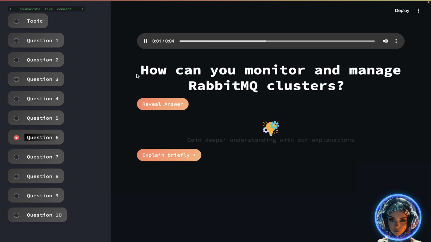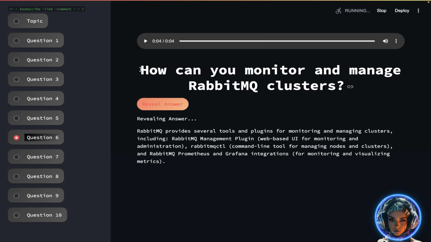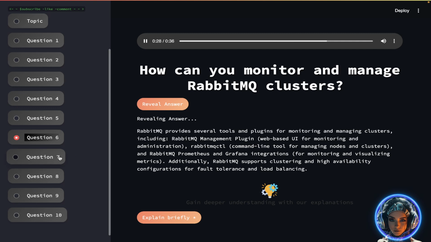How can you monitor and manage RabbitMQ clusters? RabbitMQ provides several tools and plugins for monitoring and managing clusters, including the RabbitMQ Management Plugin, a web-based UI for monitoring and administration, rabbitmqctl, a command line tool for managing nodes and clusters, and RabbitMQ Prometheus and Grafana integrations for monitoring and visualizing metrics. Additionally, RabbitMQ supports clustering and high availability configurations for fault tolerance and load balancing.